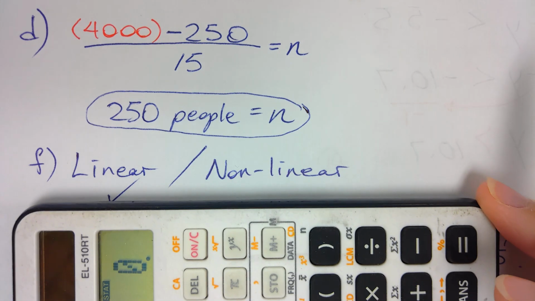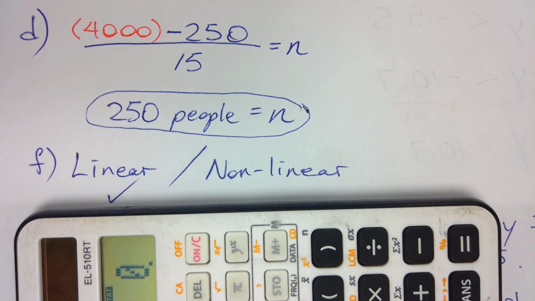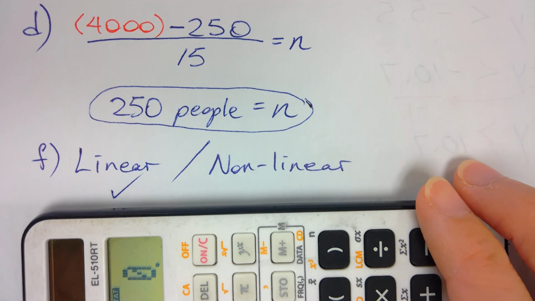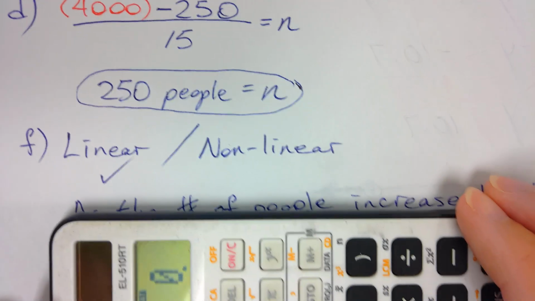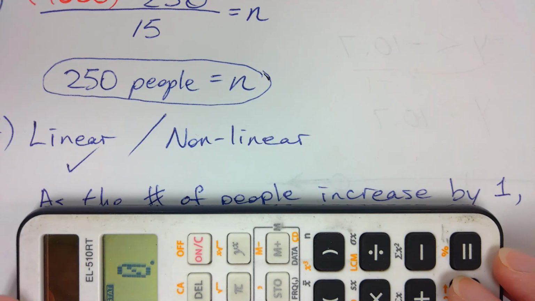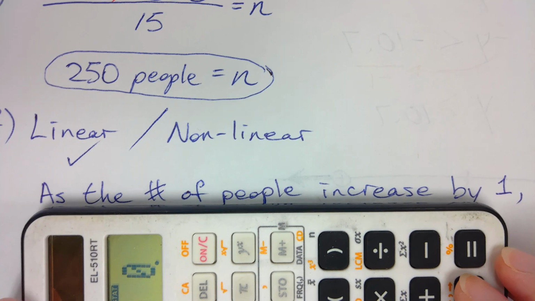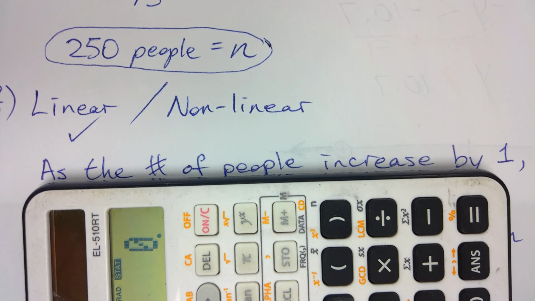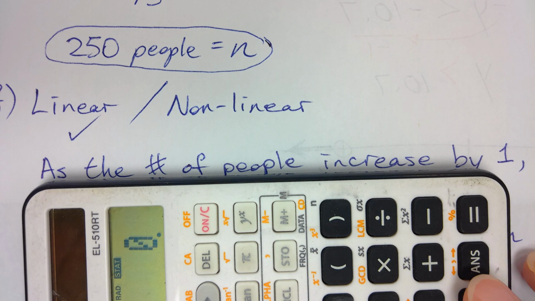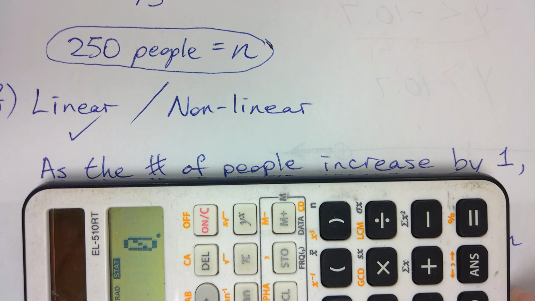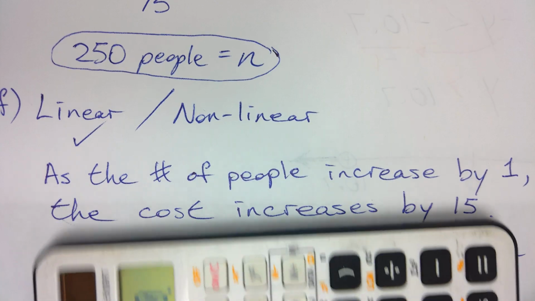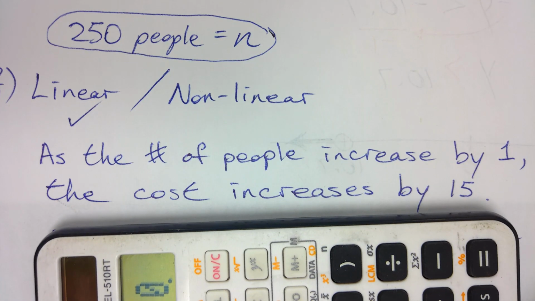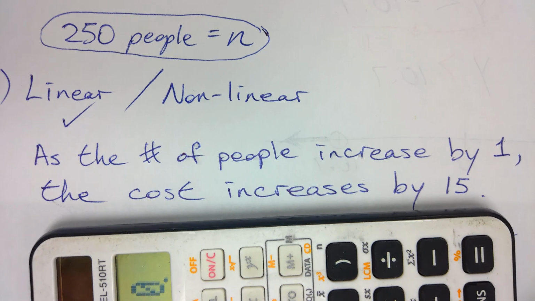It is linear. Okay, how do you know it's linear? Because what happens as the number of people increase by 1? What happens to the cost? As the number of people increase by 1, what happens to the cost? It increases by how much? $15. Perfect. So it's consistent, basically.